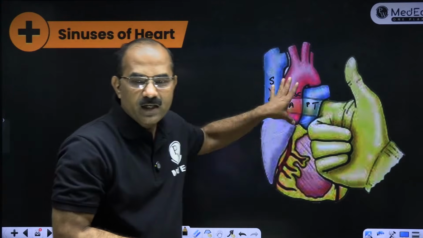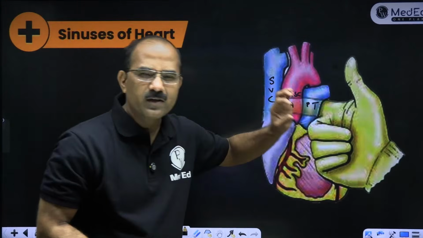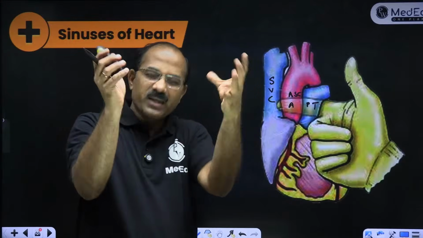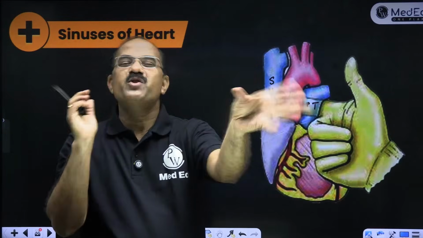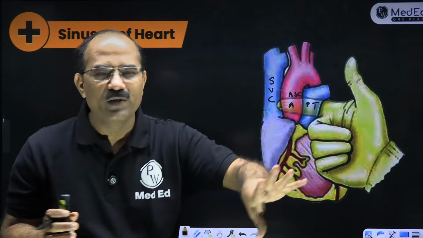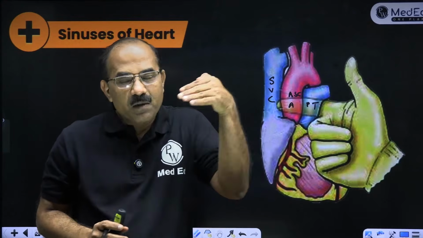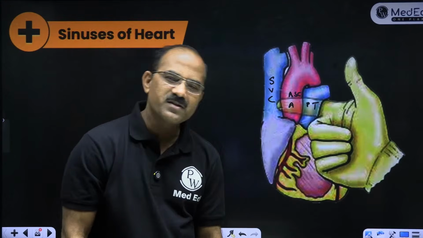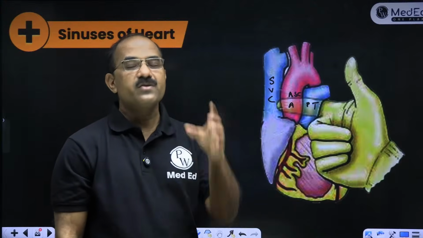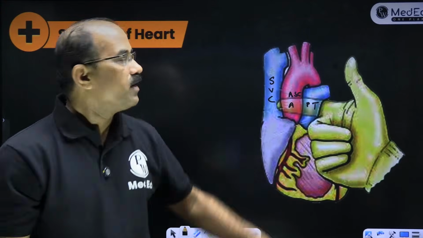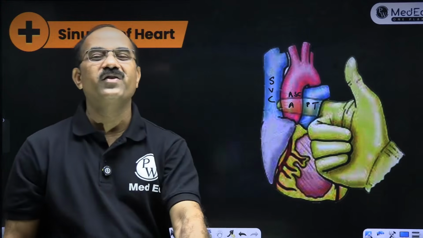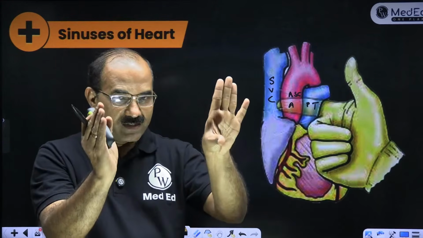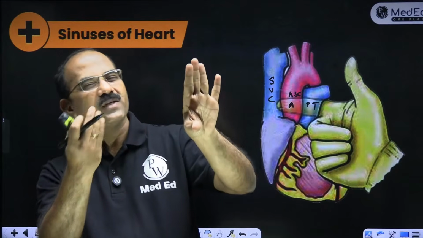The ascending aorta and the pulmonary trunk together form one unit, because they develop from the same embryological chamber. And between them and the SVC, there is a space. That's the transverse sinus. So the transverse sinus is present between the ascending aorta and the pulmonary trunk, anterior and to the left, and the SVC, posterior and to the right.